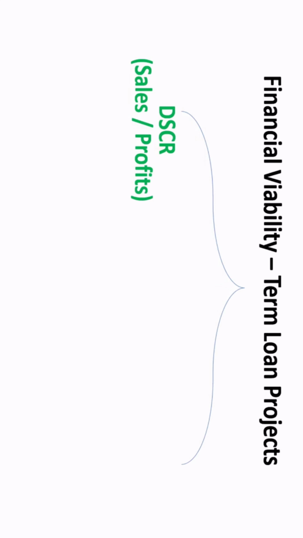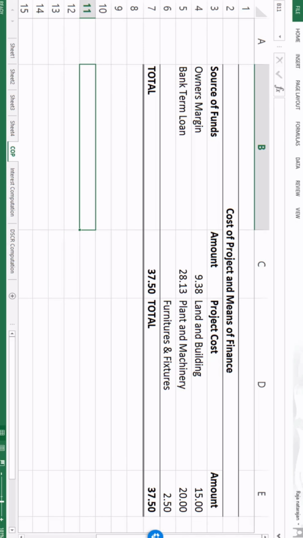And if it is going to be another project, say it's not going to have any direct impact on the sales or profits, then they would be making use of the FOIR ratio, that is fixed obligation over income ratio. So in this session, let us focus on DSCR only, how to calculate debt service coverage ratio. For that, let's focus on this project.